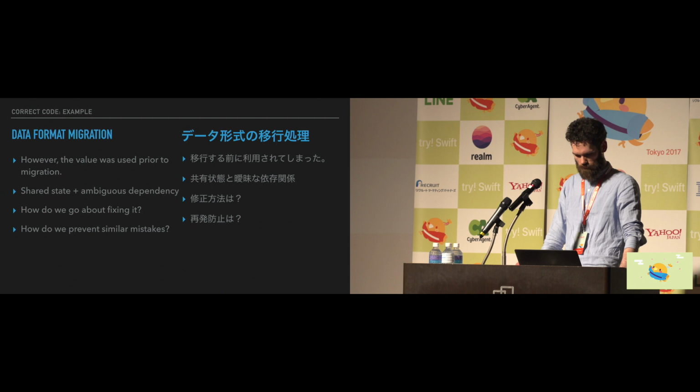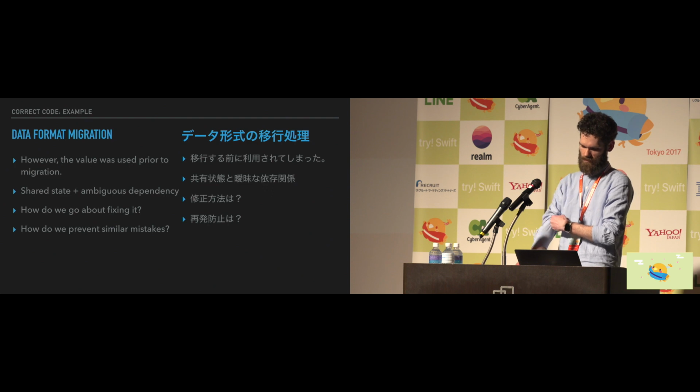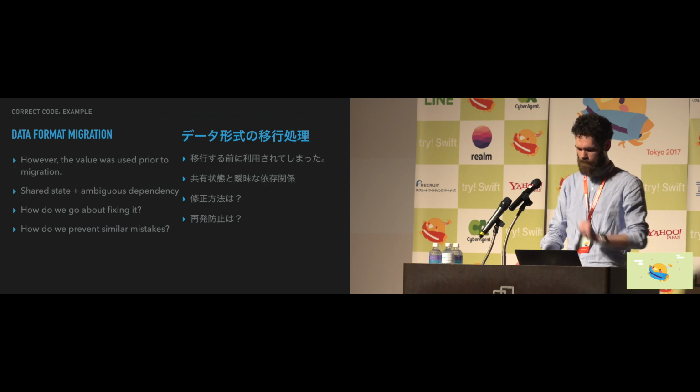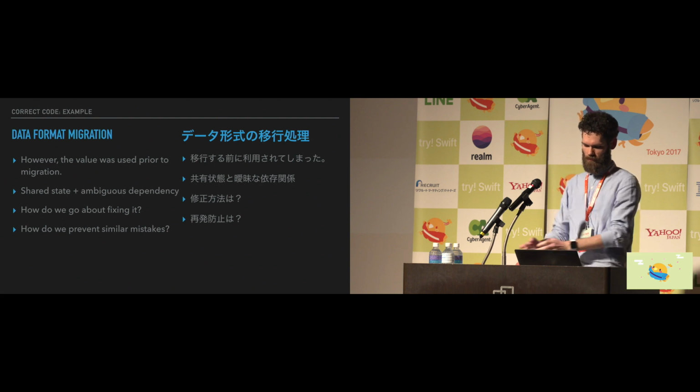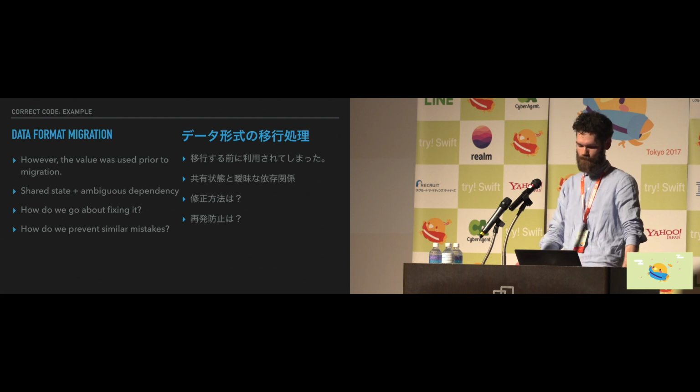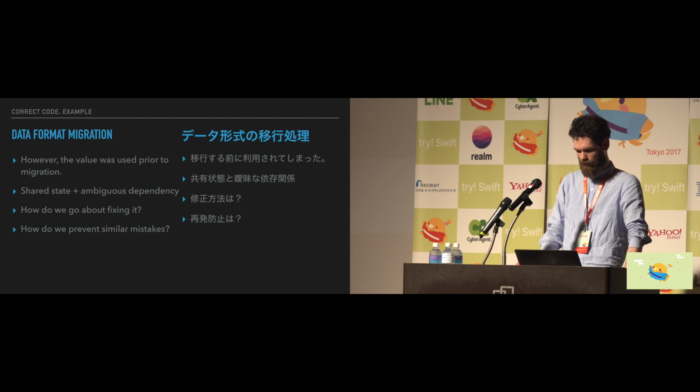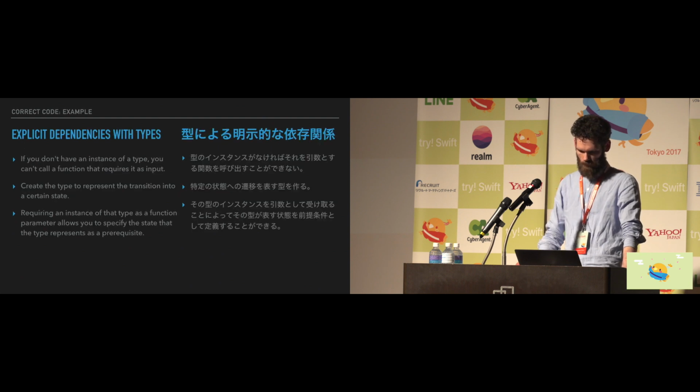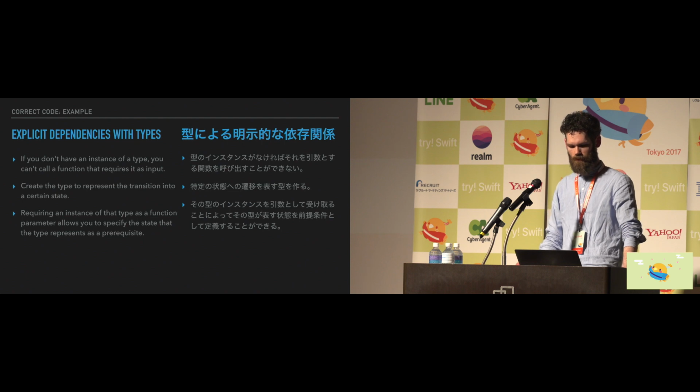So we can say that the bug was created because of the shared state and ambiguous temporal relationship or dependency between the migration and the theme subsystem initialization. So how do we go about fixing this? And how do we prevent this from breaking again in the future? Well, one way is to make the relationship between the two explicit at compile time using the type system. Very plainly put, if you don't have an instance of a type, you can't call a function that requires it as input.